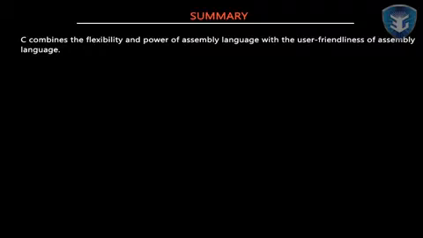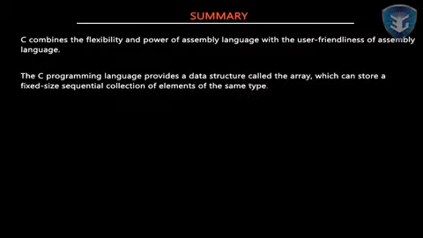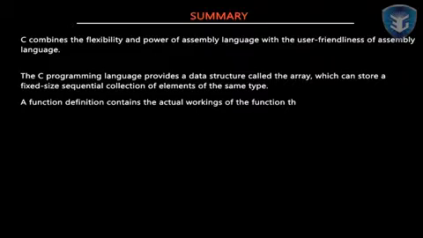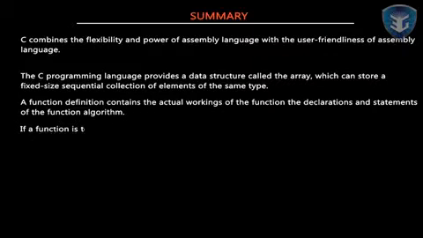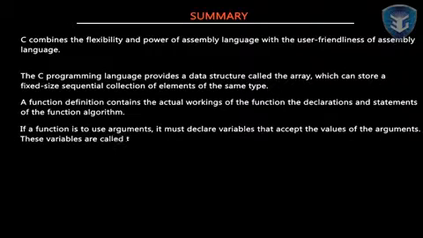Now in the end, let us summarize what we have learned in this lecture. C combines the flexibility and power of assembly language with the user-friendliness of a high-level language. The C programming language provides a data structure called the array, which can store a fixed-size sequential collection of elements of the same type. A function definition contains the actual workings of the function, the declarations and statements of the function algorithm. If a function is to use arguments, it must declare variables that accept the values of the arguments. These variables are called the formal parameters of the function.